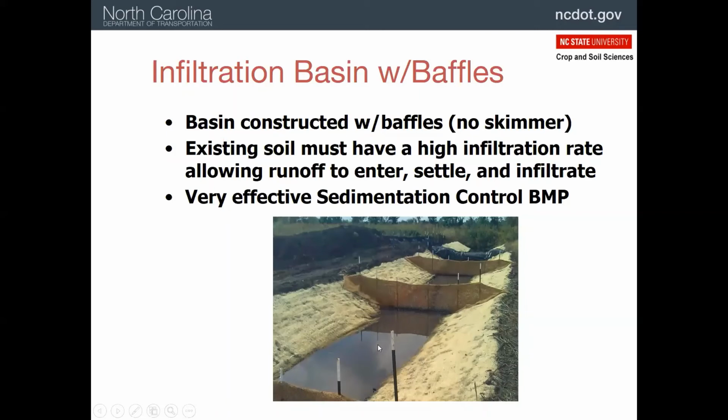And I want to point out here, when we get to baffles, one thing about baffles is they need to be level. And so here's a good example. They're tipping down on the sides. We need these to be level.